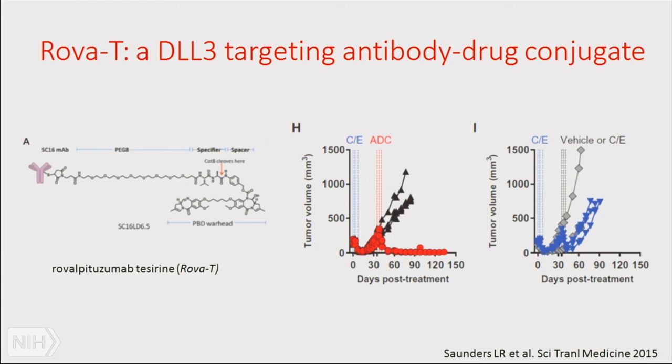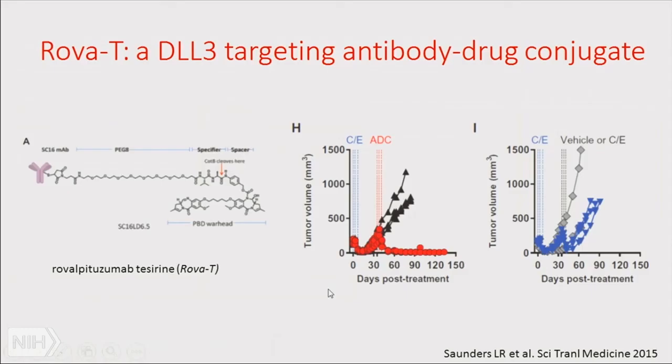Here it shows the experimental data on the efficacy of Rova-T in a patient-derived xenograft mouse model. Let me help you go through this. First, they established the PDX model of small cell lung cancer. Then they treated the mice with EP, where C stands for cisplatin and E stands for etoposide. With EP chemotherapy there is a shrinkage of tumor volume, but afterwards the tumor recurs very fast.